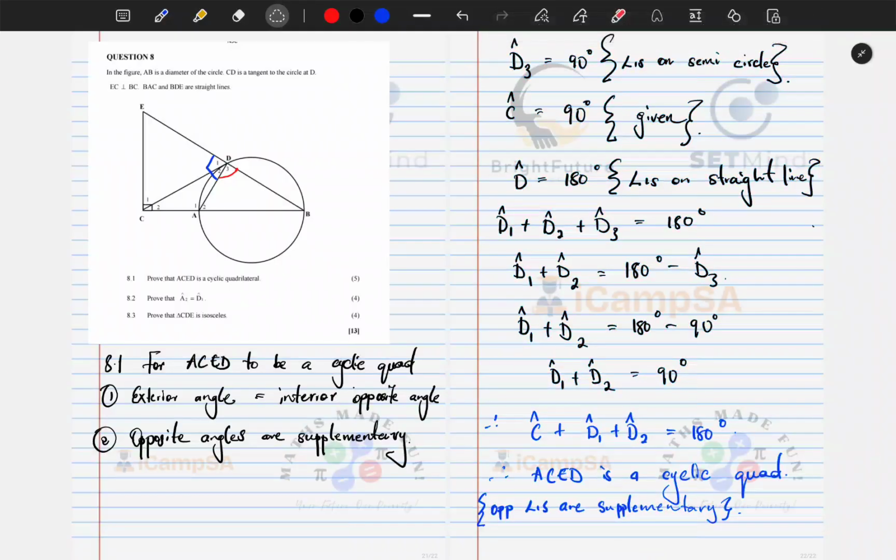Great. So the other reason would be the exterior angle, which is D3, is equal to C. So your exterior angle is equal to your interior opposite angle, which are both equal to 90. So this is how you solve the first one.